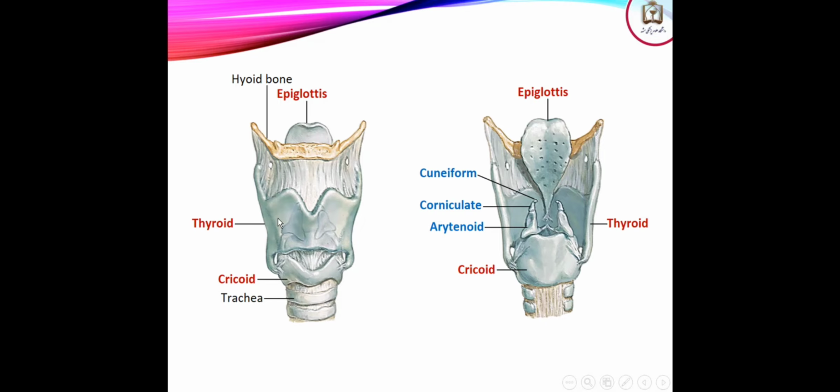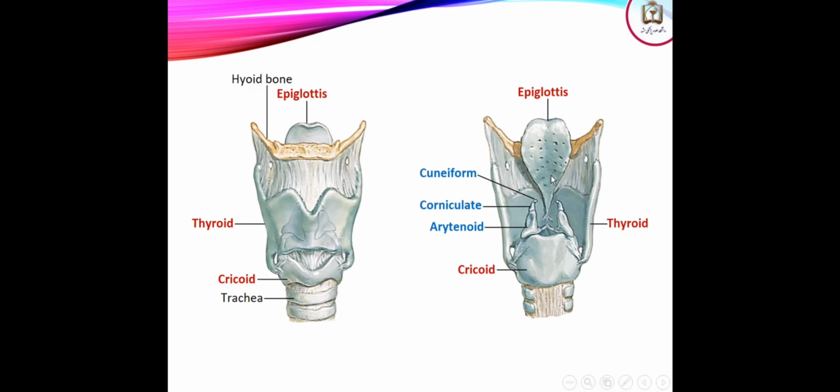This cartilage is the thyroid cartilage. Here is the cricoid. Here is the epiglottis from anterior aspect. In the posterior aspect, you can see the posterior surface of the thyroid. Here is the thyroid cartilage. Here is the cricoid, and here is the epiglottis.